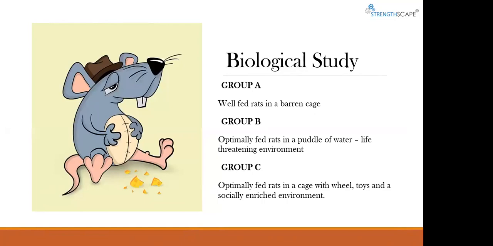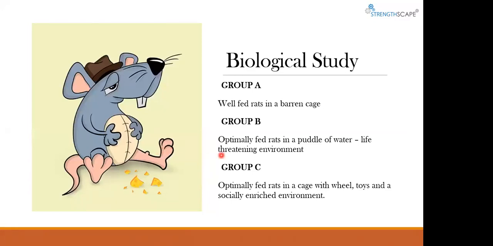The group A rats were kept in a barren cage and they were very well fed. The group B rats were optimally fed, but there was a puddle of water, which means it was a life-threatening situation for the rats, because rats are scared of water. And the group C rats were also optimally fed, but there were toys with them. Now, what Dr. Gage wanted to study here was which of these rats would have the most neurogenesis, which means new neurons being created in the brain. And what his study showed was that group C had the most neurogenesis.